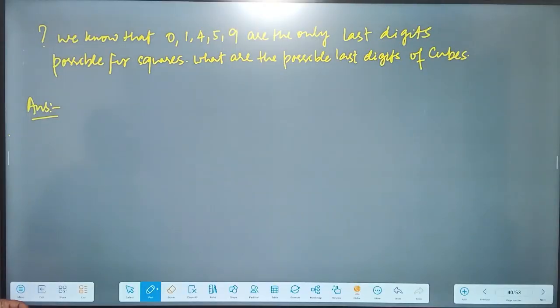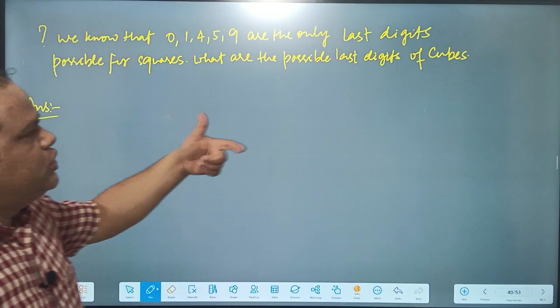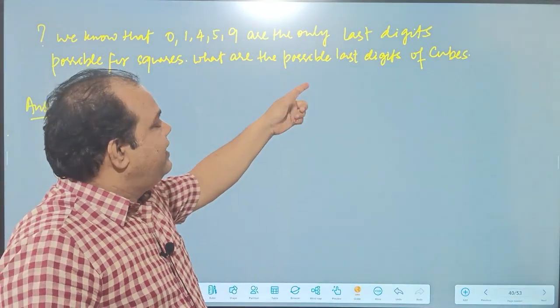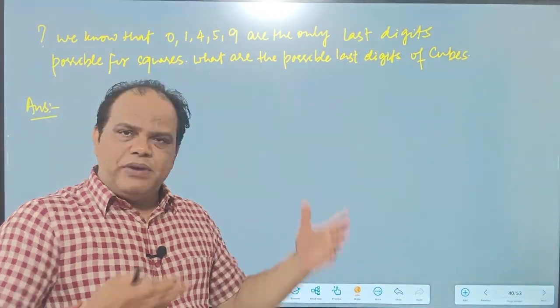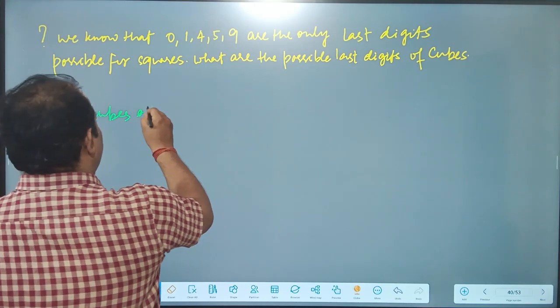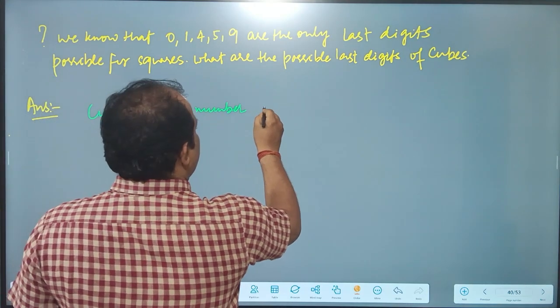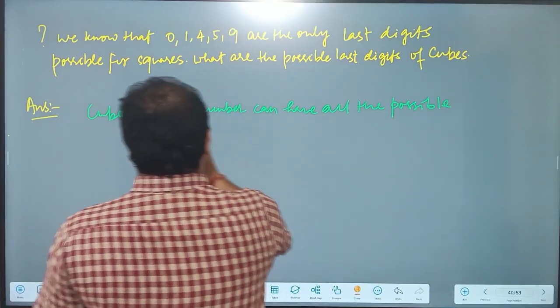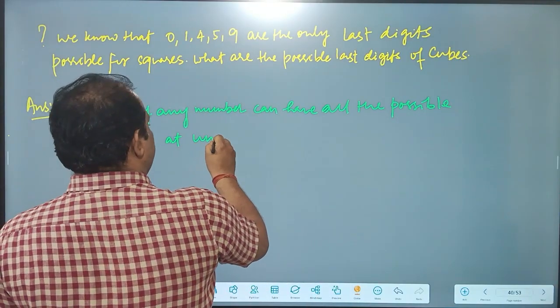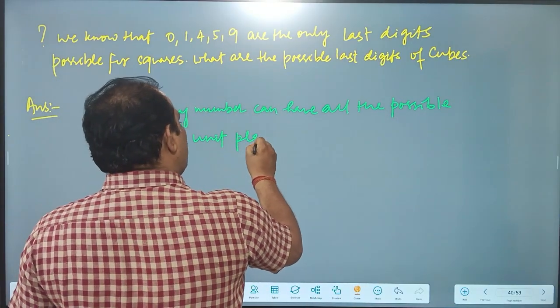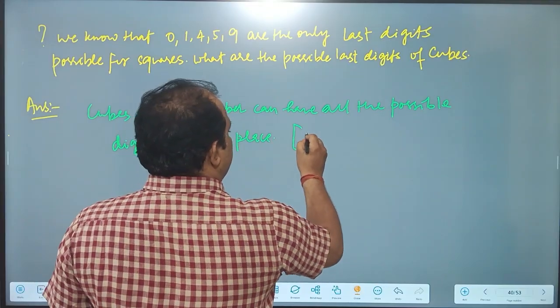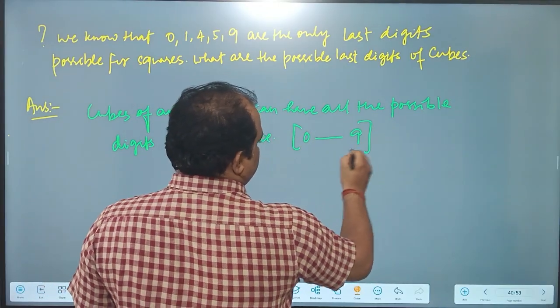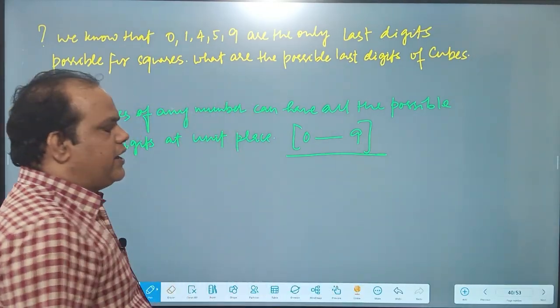We know that 0, 1, 4, 5, 6, 9 are the only last digits possible for squares. What are the possible last digits for cubes? So you saw that cubes of any number can have all the possible digits at unit place. Any digit is possible, starting from 0 to 9, anything. It's not like the square numbers.